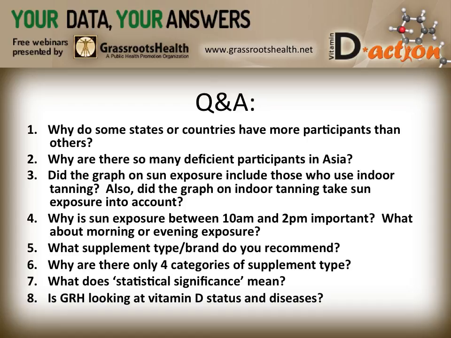Lastly is, is Grassroots Health looking at vitamin D status and diseases? So our questionnaire asks about a variety of disease outcomes. And yes, we are actually currently looking at health outcomes like diabetes, heart disease, breast cancer, colds and flus, falls and fractures, and many, many more. So stay tuned for future Your Data, Your Answers newsletters.